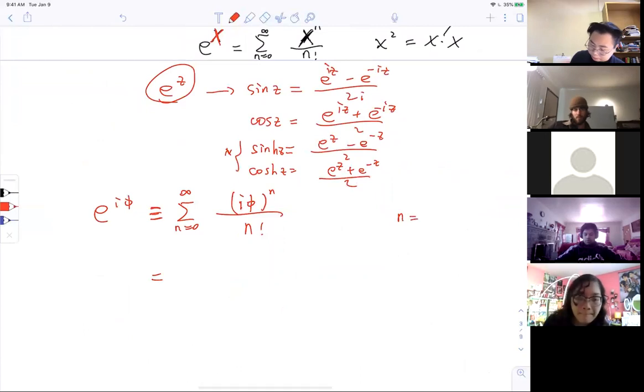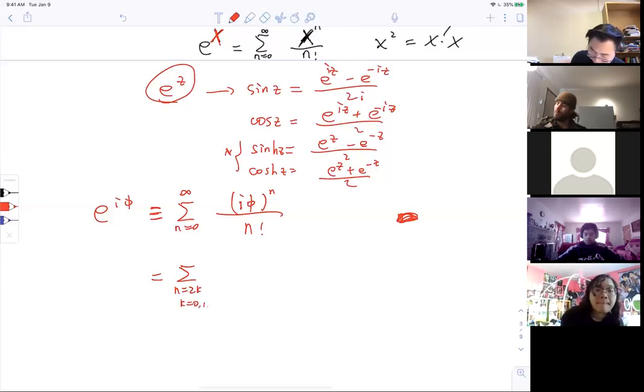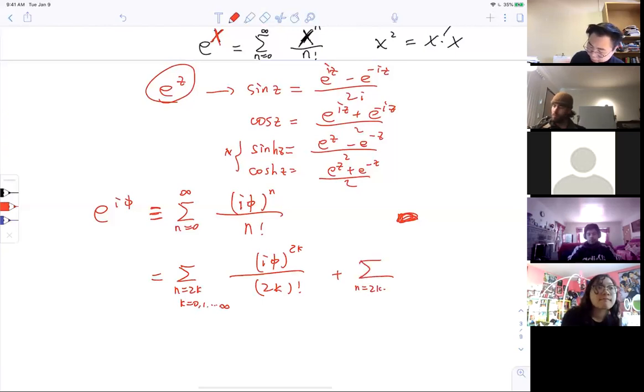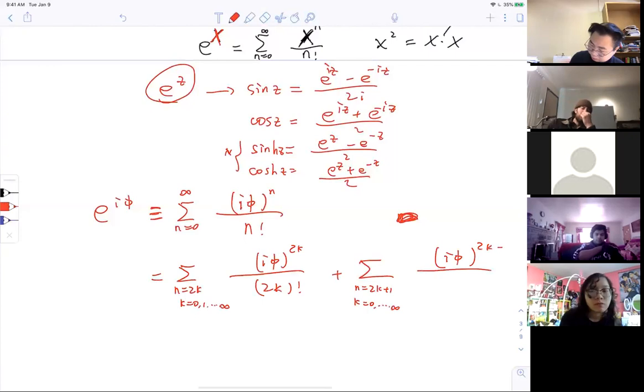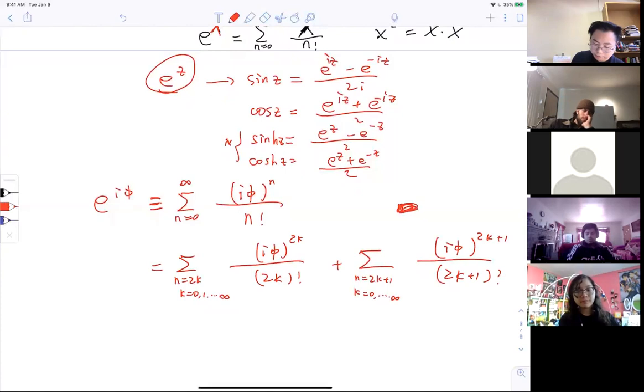When n is an even number, basically n equal to 2k, with k from 0, 1 to infinity, the term is i^2k phi^2k. Another case is when n is an odd number, n equal to 2k plus 1, with k from 0, 1, 2 to infinity. Two cases, because n can only be an odd number or an even number, right?